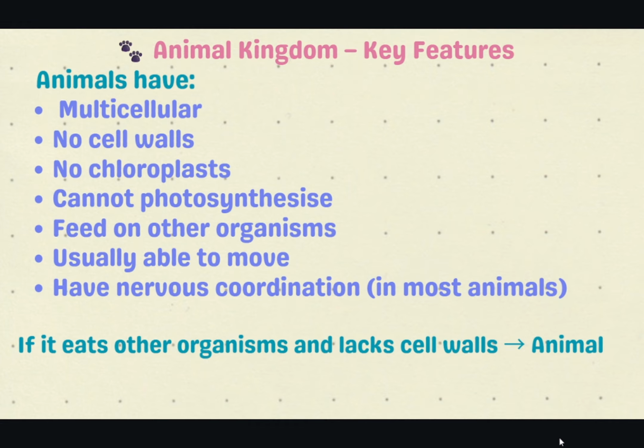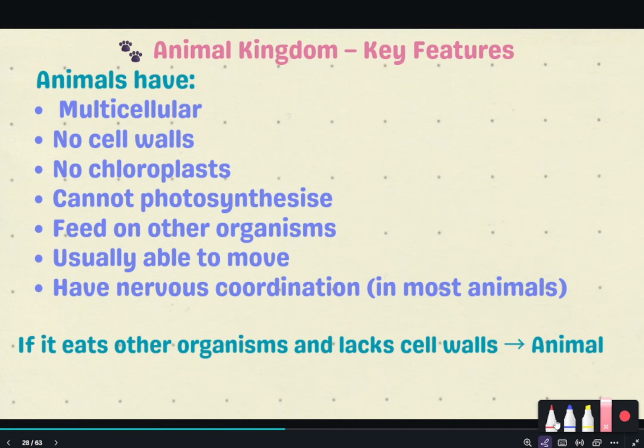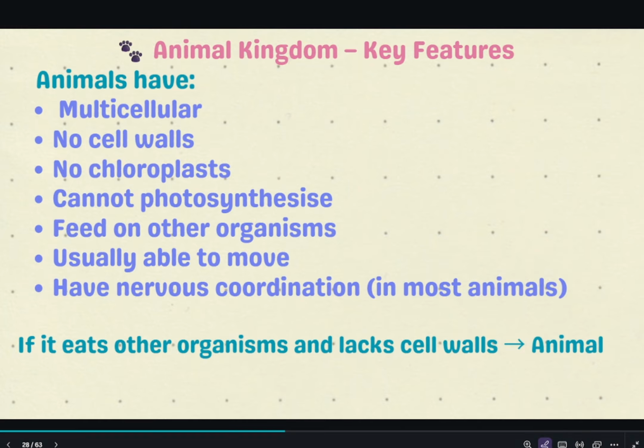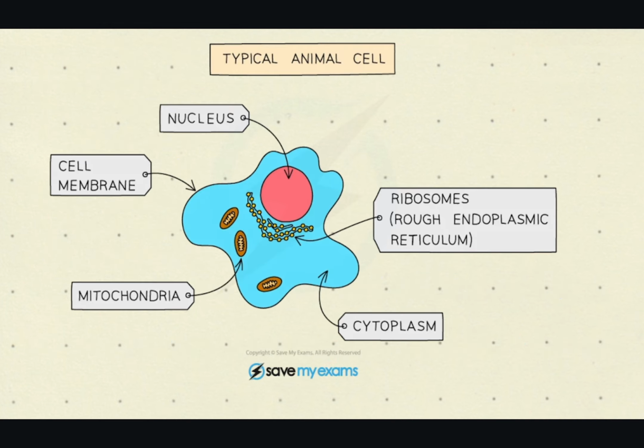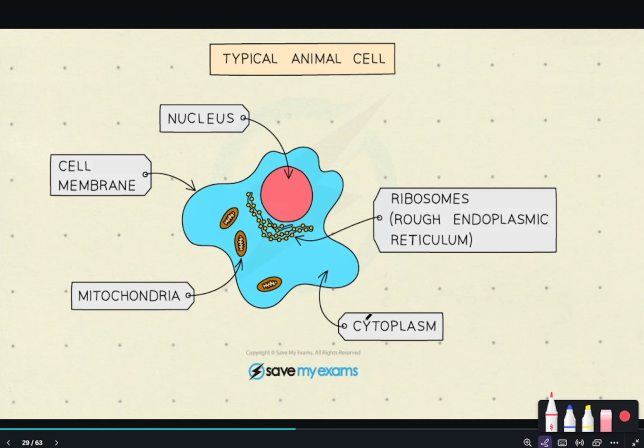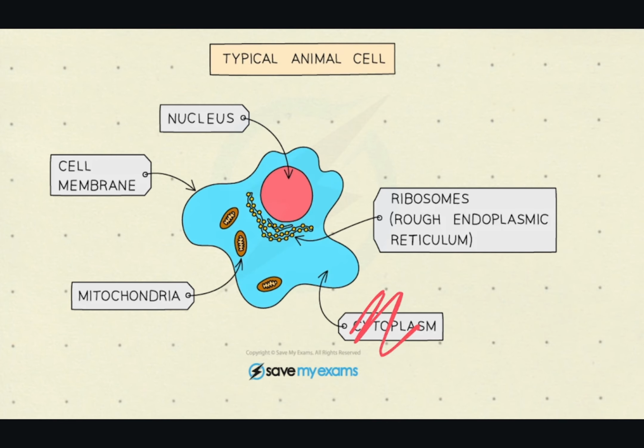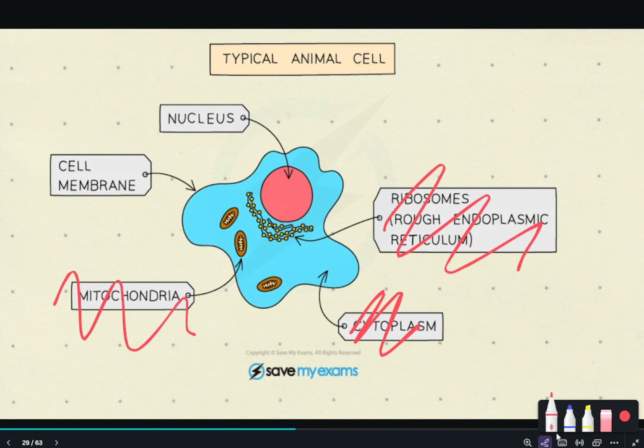Okay, so again, just like plants, animals are also multicellular. This is a feature that plants and animals both share. Here again, I'm going to show you a typical animal cell. As you can see, this is a typical animal cell. I'm not going over the functions of what's written here, just kind of ignore it for now.